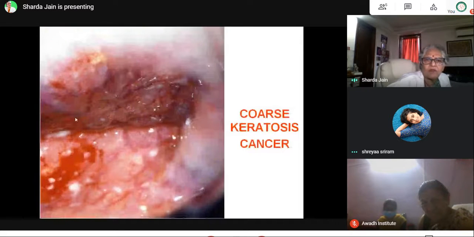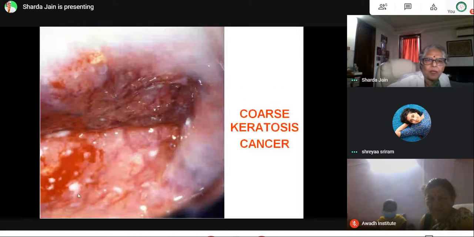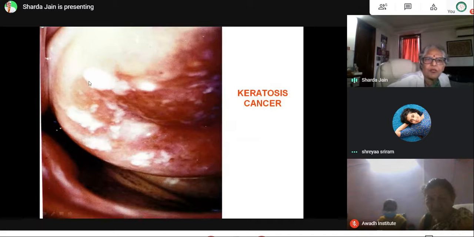Now, here you can find white spots. No staining has been done. White spots. This speaks of cancer. We have not done any staining, and these white spots speak of cancer.